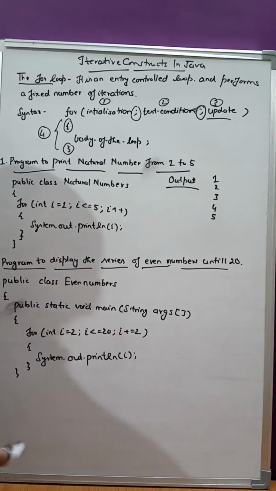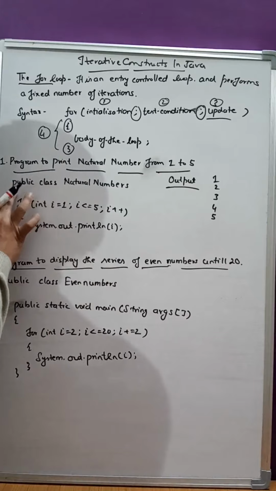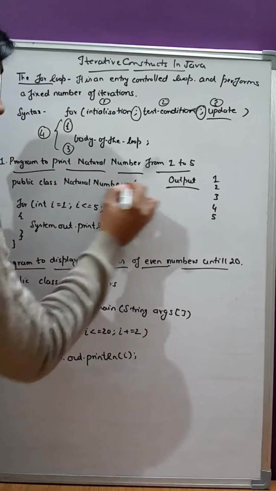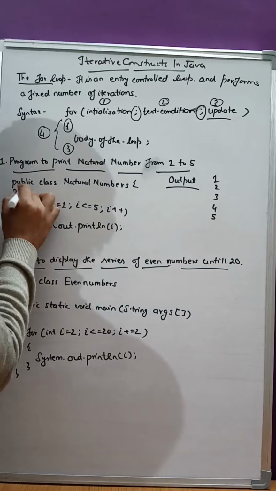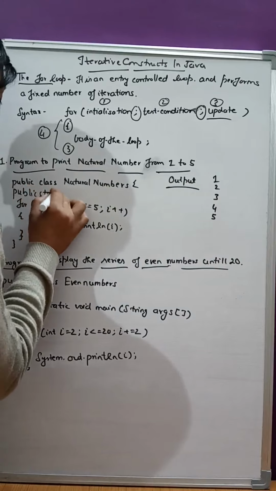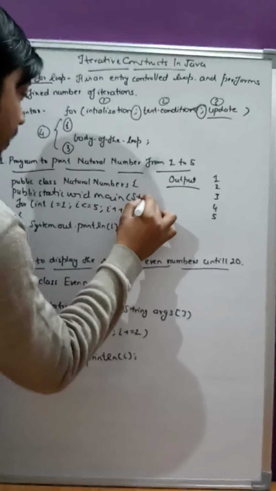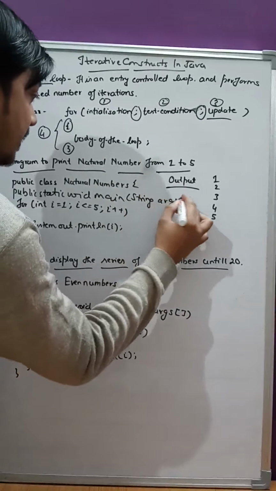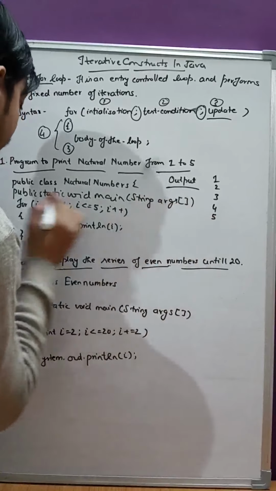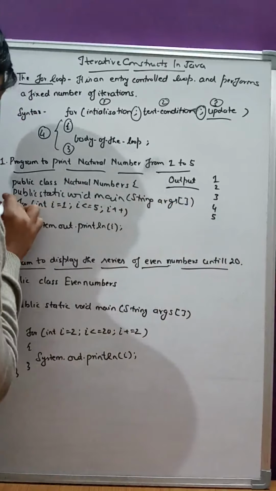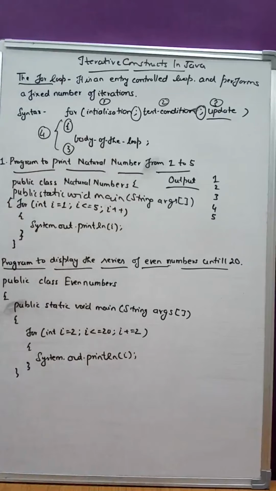In this for loop, before we can discuss it, one thing is left over here: defining the main class, that is public static void main, and in the brackets you have String args, followed by the curly bracket over here. Now when you need to print, you first define the class and then the main function over here.